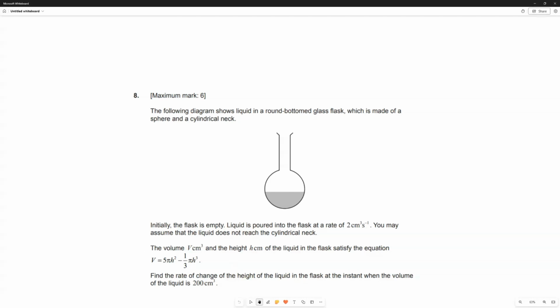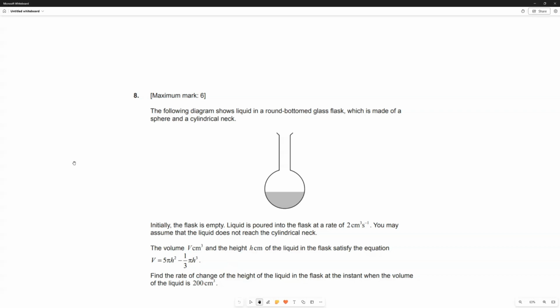This is question A of the Math AHL, November 2022, paper 2. The question says the following diagram shows a liquid in a round bottom glass flask, which is made of a sphere and a cylindrical neck. Initially, the flask is empty. Liquid is poured into the flask at the rate of 2 centimeter cube per second. You may assume that the liquid does not reach the cylindrical neck.